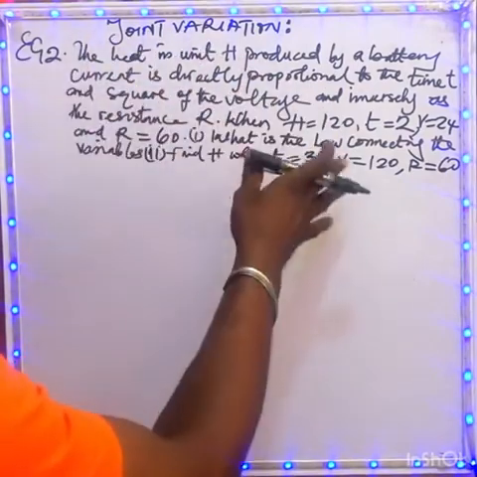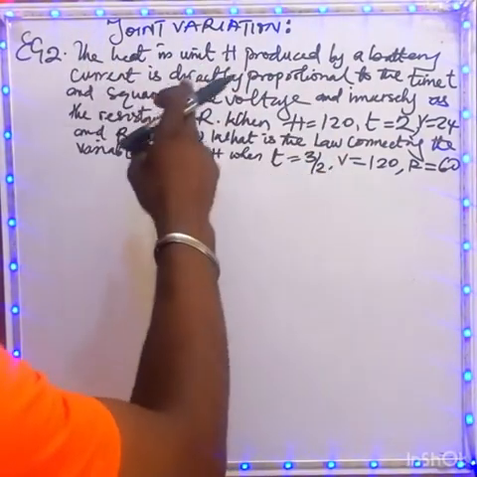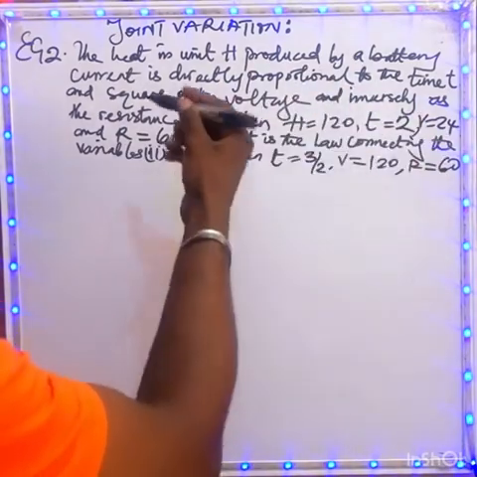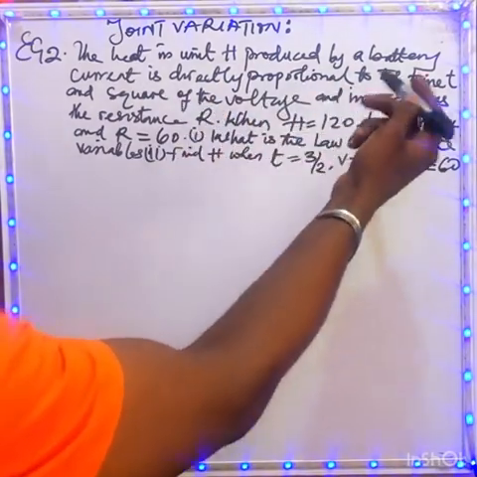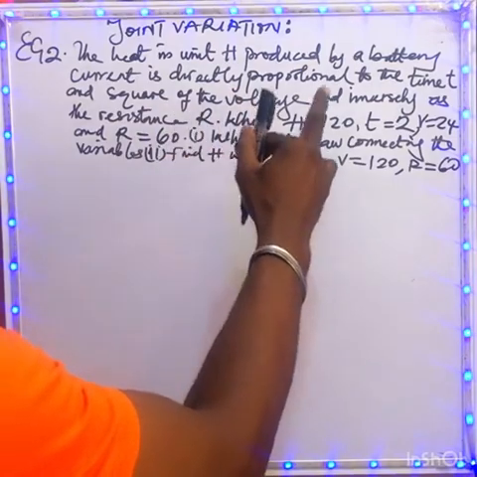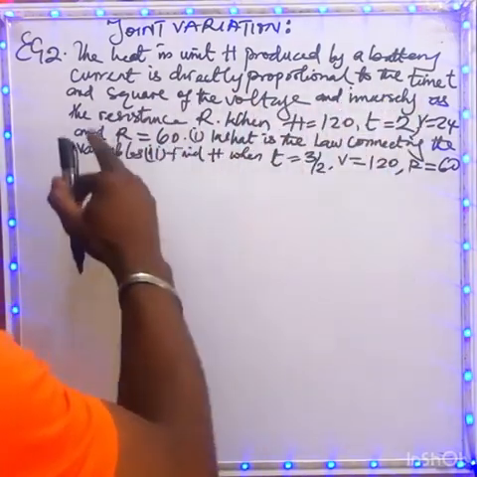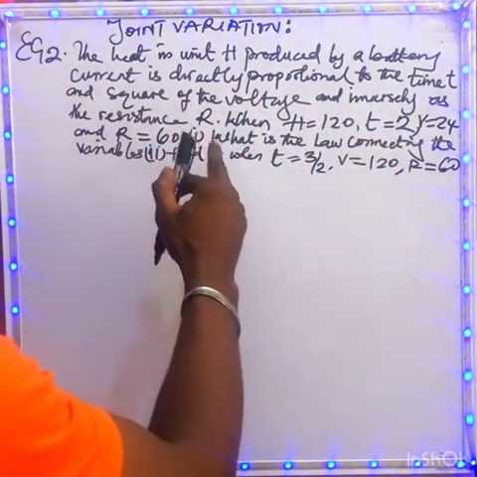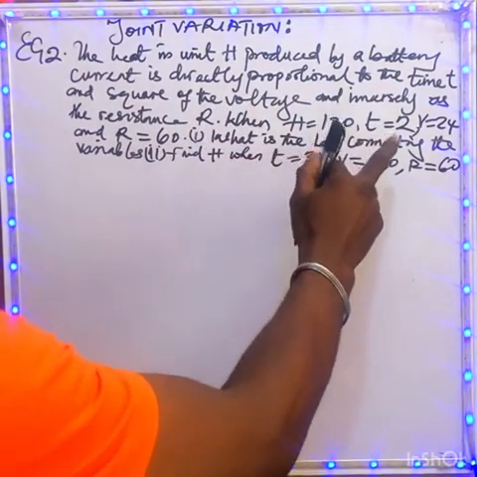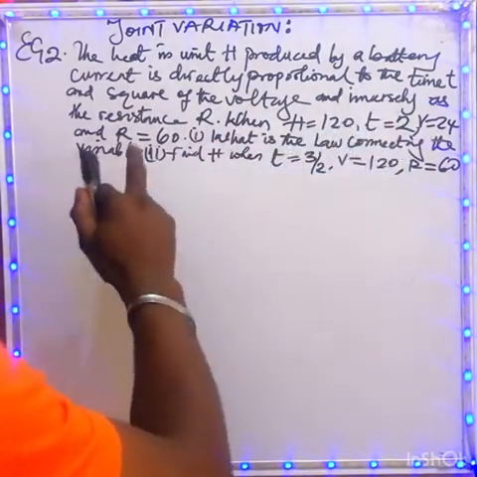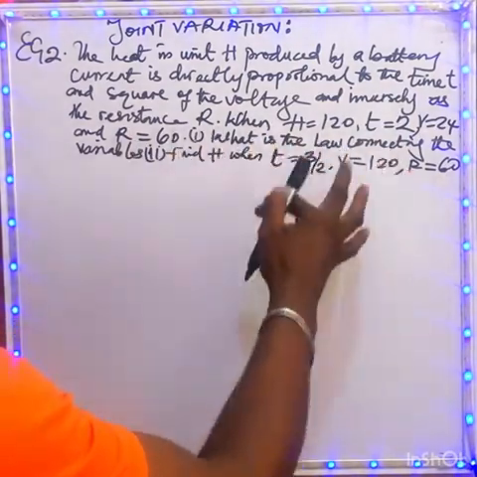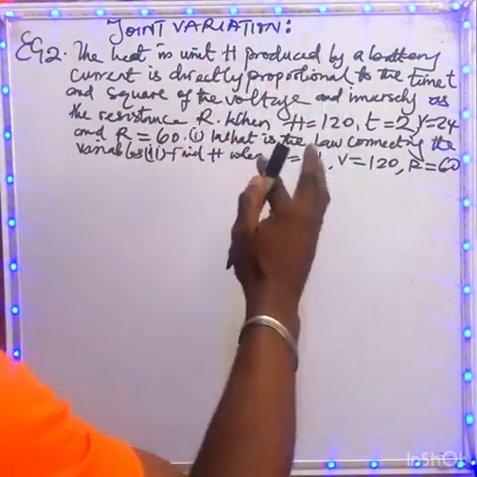This is example 2. We have that the heat in unit H produced by a battery current is directly proportional to the time t and the square of the voltage, and inversely as the resistance R. When H is 120, T is 2, V is 24, and R is 60. You are told to find the law connecting the variables. Everything is built on the law.